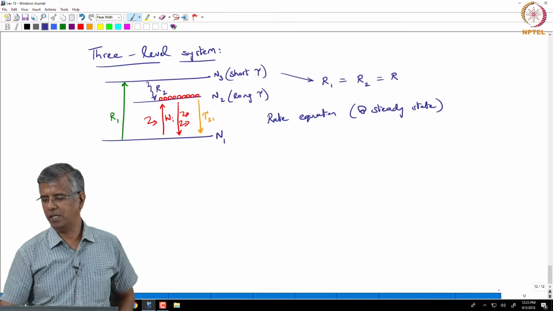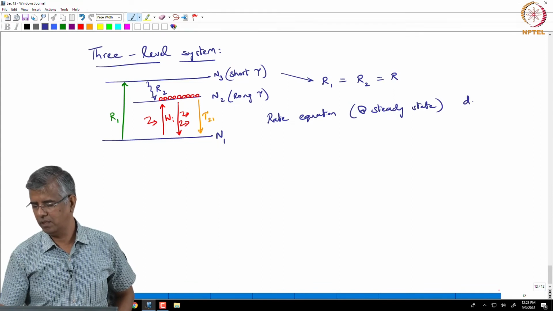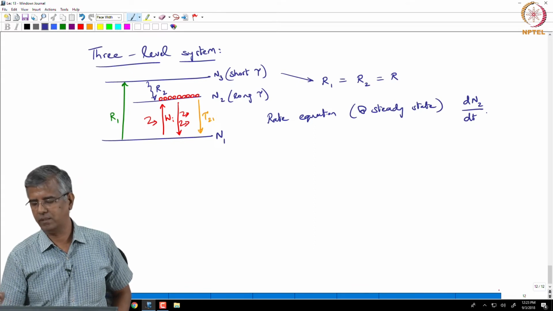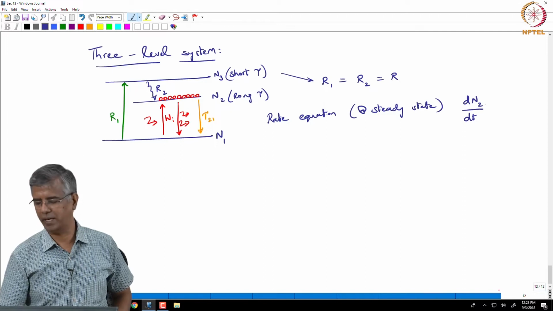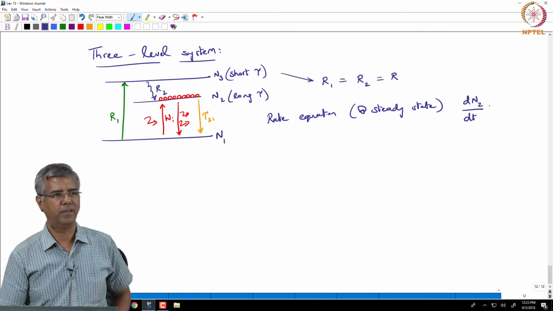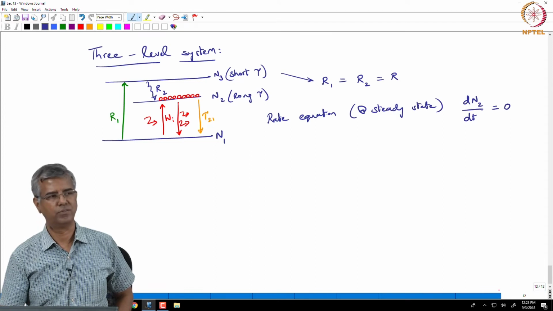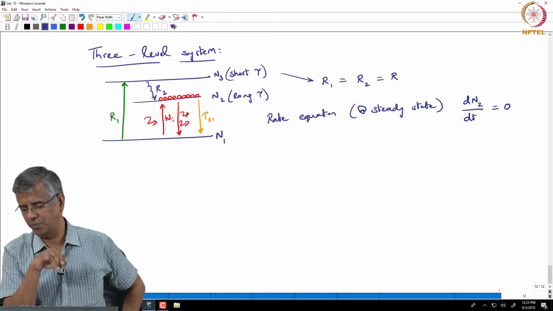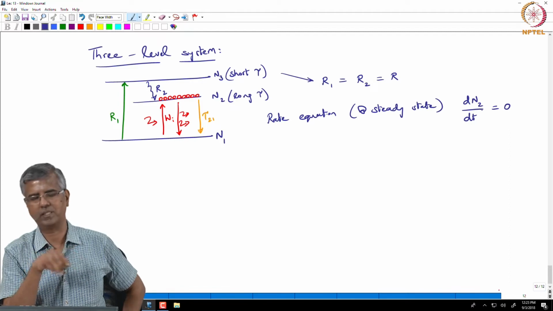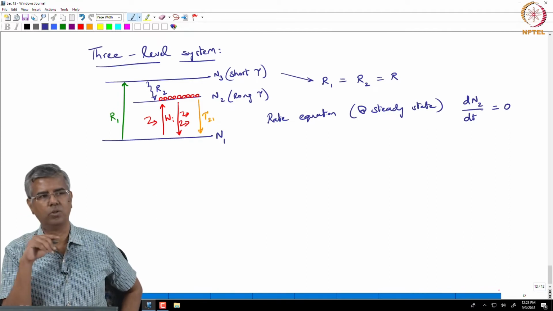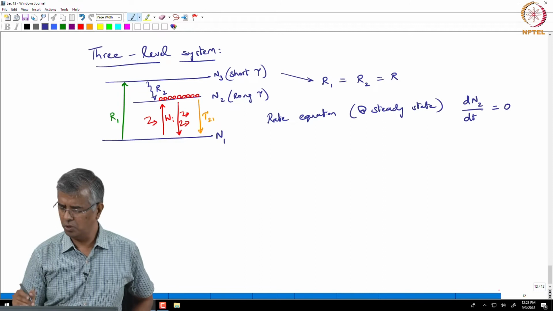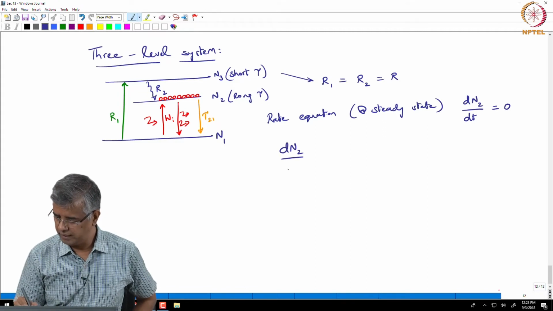But what does steady state mean? Steady state means that essentially, if you are looking at the number density N2, how it changes with respect to time, what would that be? In steady state, that should be equal to 0, right, because there is no change happening. The pump level is held constant, and you are extracting a certain gain from this system. So in steady state, that dN2 over dt should be equal to 0. So let's write an expression for dN2 over dt.